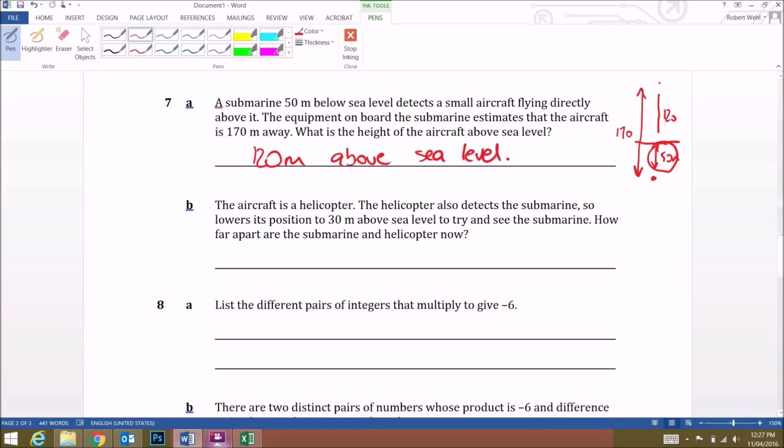B, the aircraft is a helicopter. The helicopter also detects the submarine, so lowers its position to 30 metres above sea level to try and see the submarine. How far apart are the submarine and the helicopter now? So our submarine, which is there, still 50 metres, and our helicopter has come down to here, and he's only 30 metres now, which means that they are 80 metres apart.